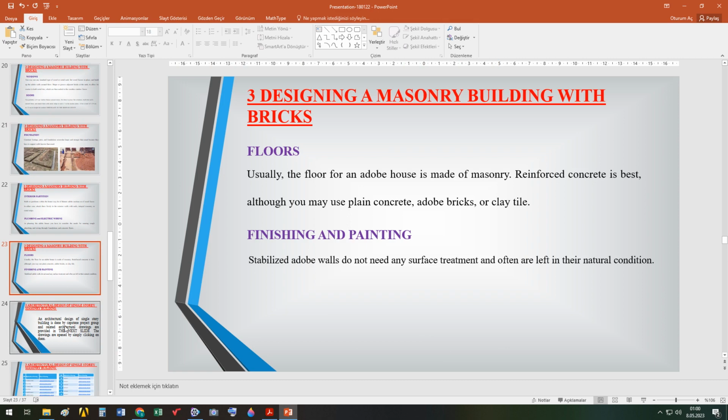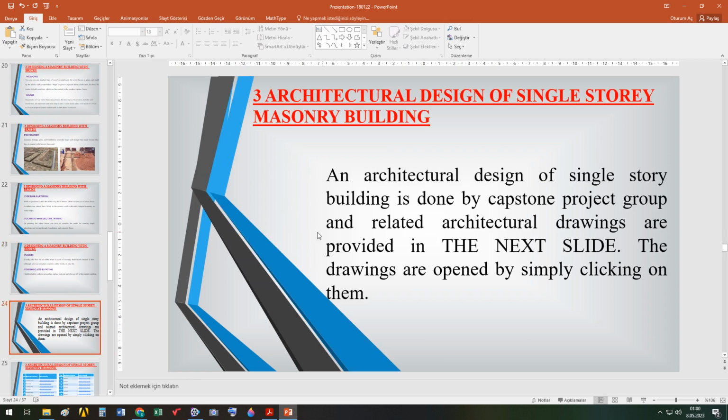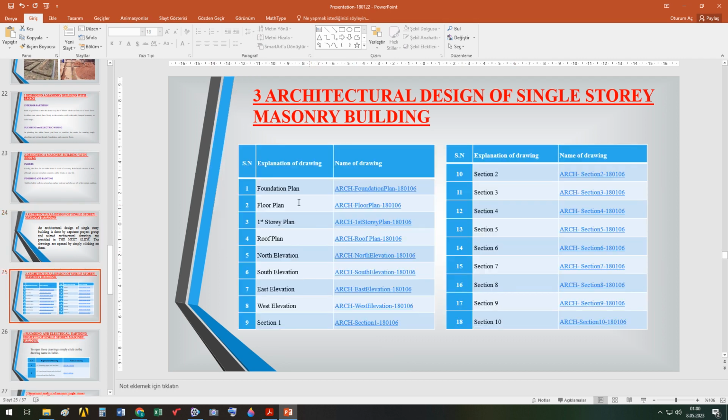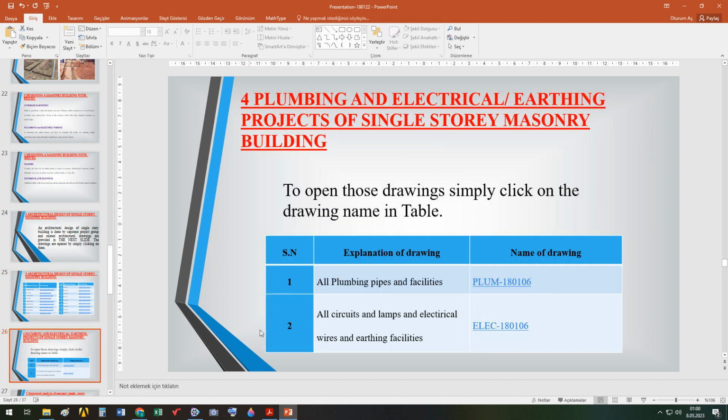Okay, I can read this. We have one foundation plan, one floor plan, first story plan, roof plan, north elevation, south elevation, east elevation, west elevation, and section drawings as architectural drawings. And then as plumbing drawings, all plumbing pipes and facilities are drawn and given in this document.